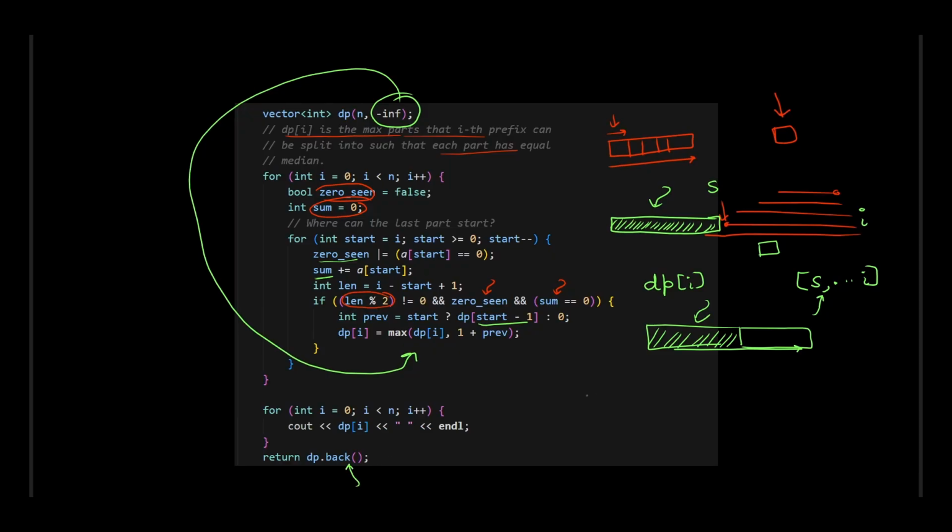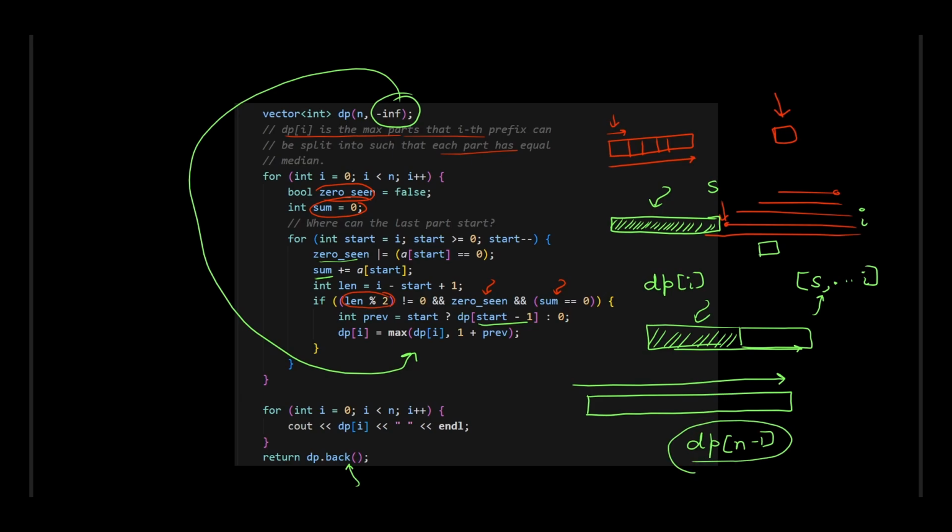Why the last element? Because the original question was for the bigger array. They don't care about the smaller prefix. For the biggest array, what is the maximum number of blocks that you can create? And that is by definition dp[n], or dp[n-1], depending upon which 0-based or 1-based indexing you are targeting. So yes, this was it.